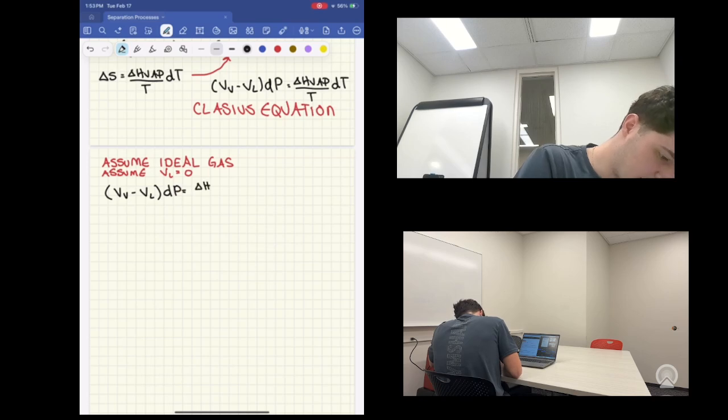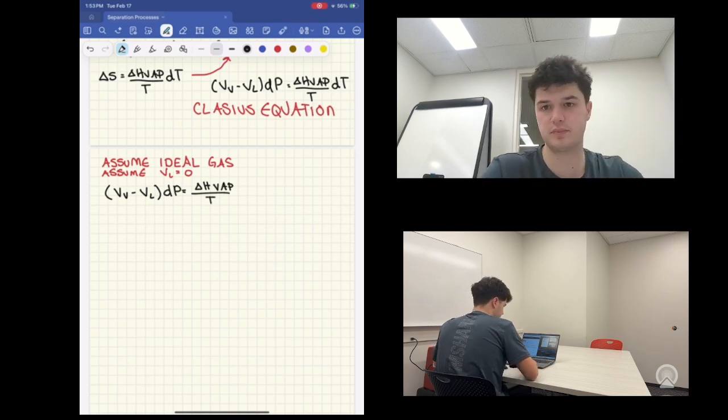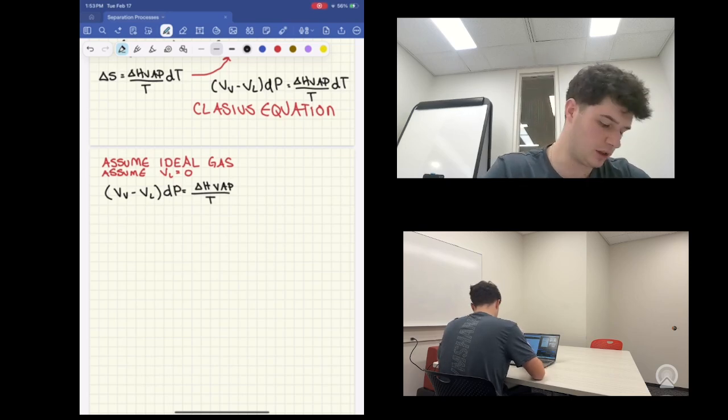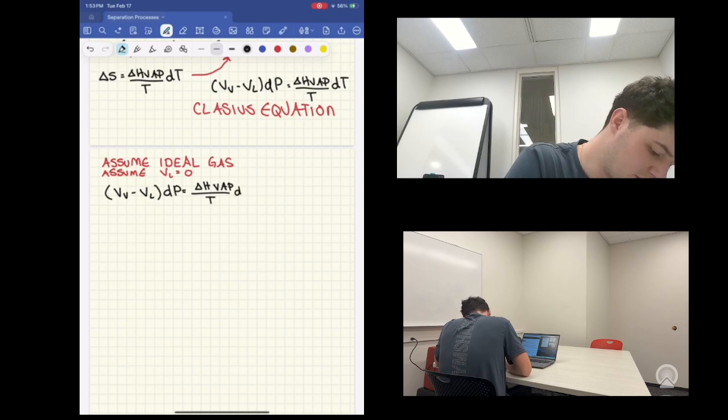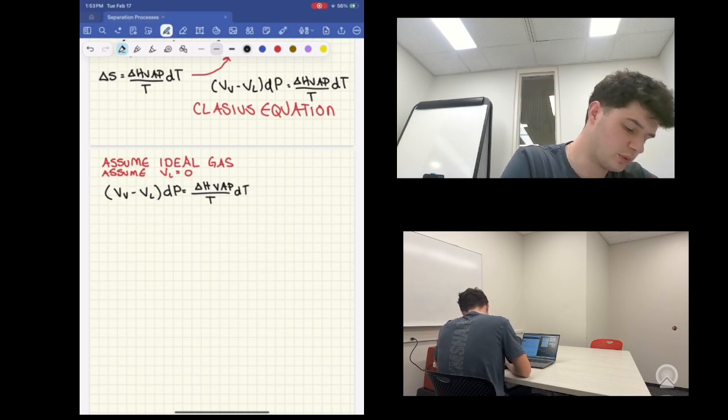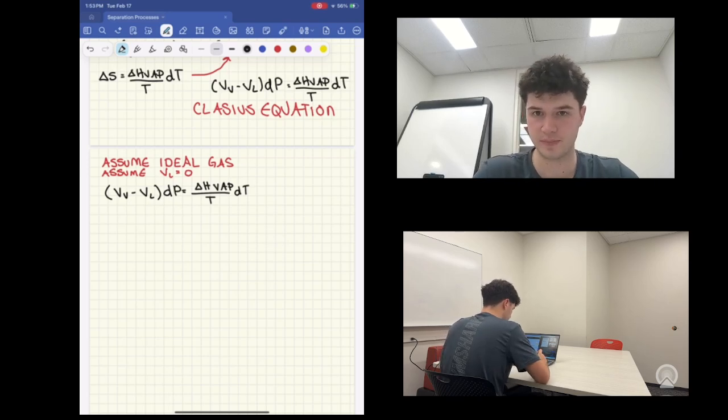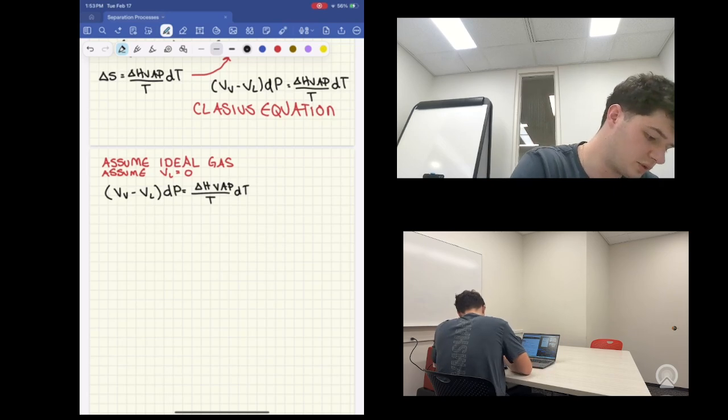Now, Clapeyron realized that since we are working with a high temperature and low pressure, we are going to be assuming that this is an ideal gas. Now, due to this, we are assuming that the vapor volume is so much bigger than the actual liquid volume that we are able to cross out this term here and assume it to be 0.